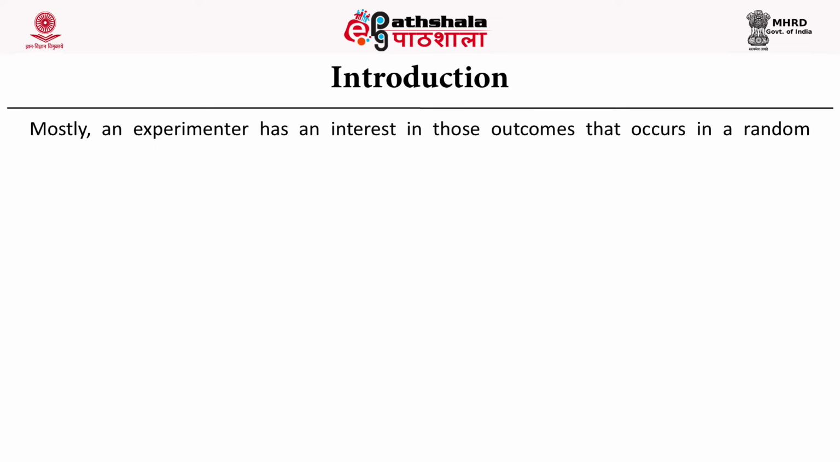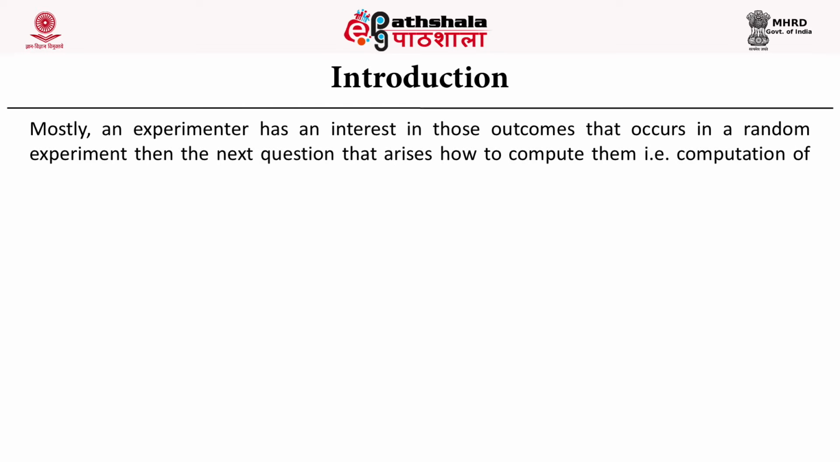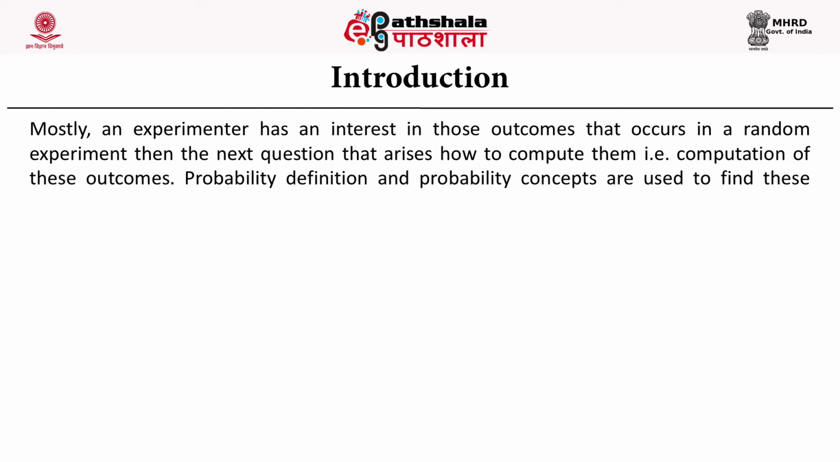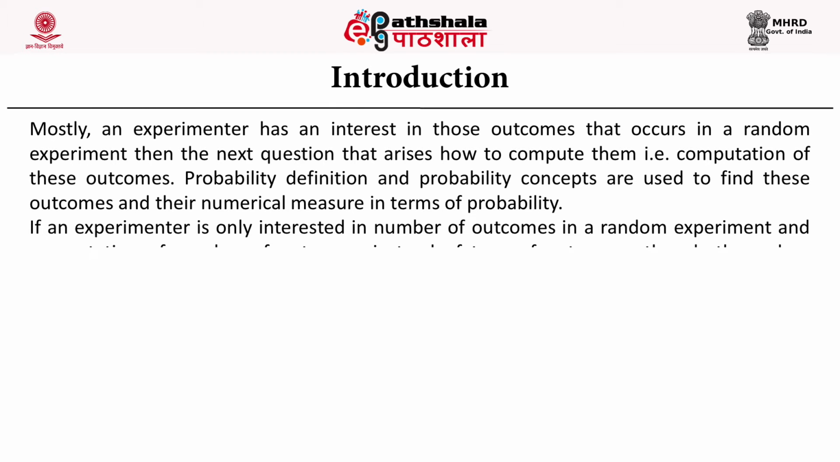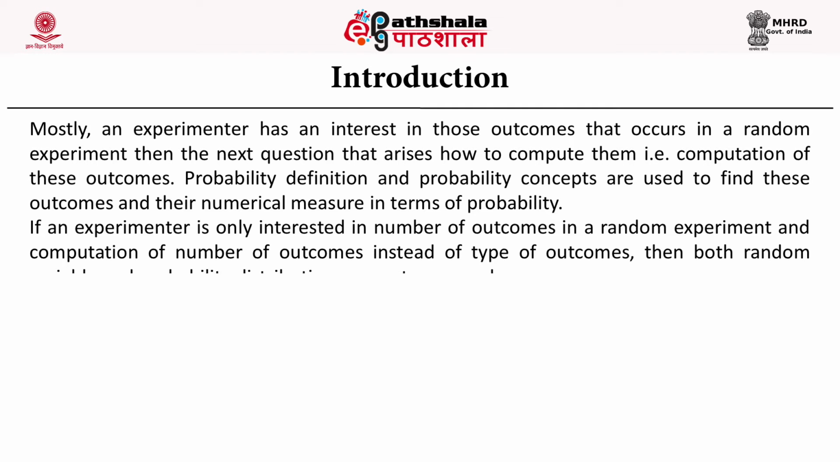Mostly, an experimenter has an interest in those outcomes that occur in a random experiment. Then the next question that arises is how to compute them. For the computation of these outcomes, probability definition and probability concept are used to find these outcomes and the numerical measure in terms of probability. If an experimenter is only interested in the number of outcomes in a random experiment and computation of the number of outcomes instead of the type of outcomes, then both random variable and probability distribution concepts are used.